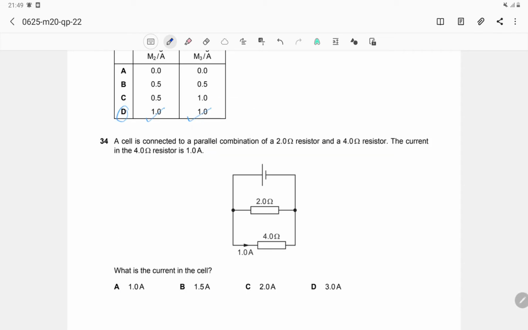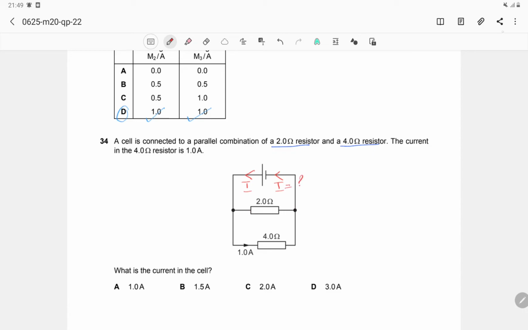Question 34. A cell is connected to a parallel combination of 2 ohm resistor and 4 ohm resistor. The current in the 4 ohm resistor is 1 ampere. What is the current in the cell? So you need to find in this question what will be the current in the cell. This current will be the same and you need to find what this value will be.